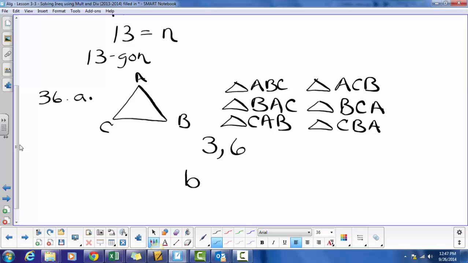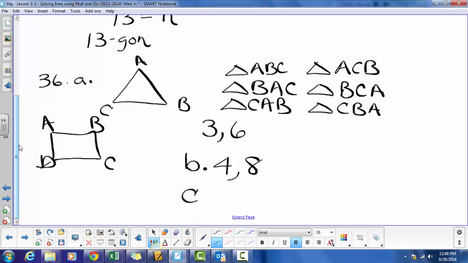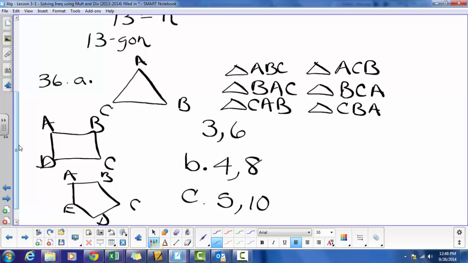36B says, what about a quadrilateral? ABCD. So I'm using 4 letters, A, B, C, D, and I can name it 8 ways. And example C says, well, what about a pentagon? A, B, C, D, E. I'm using 5 letters and I can name it 10 ways. Okay? So that's number 36.